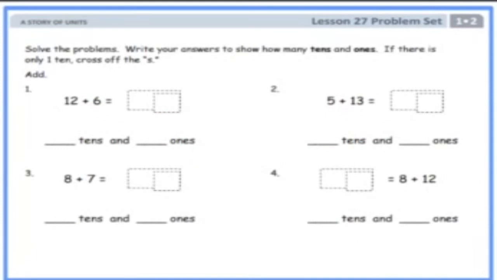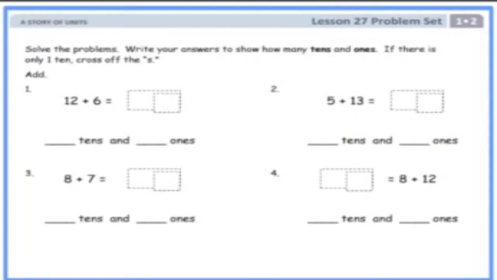Alright, quickly let's go over to our problem set. Now solve the problems. Write your answers to show how many tens and ones. If there is only one ten, cross off the S. Remember, singular and plural. Singular talks about 1 and plural talks about 2. So if it's 1 ten, you have to cross out the S. We say 1 ten, not 1 tens.